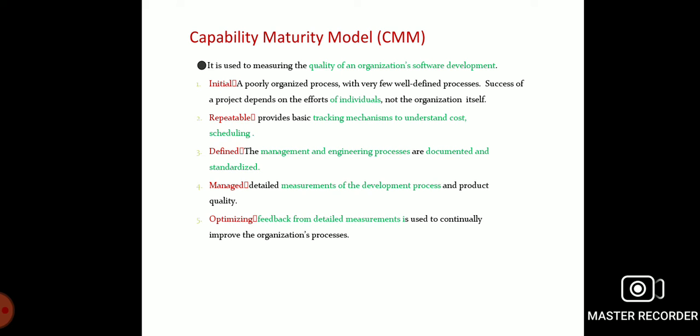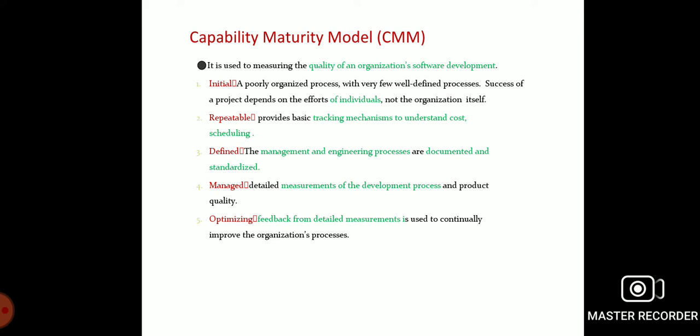Next one is the capability maturity model. It is used for measuring the quality of an organization's software development. The first level is initial: a poorly organized process with very few well defined processes. Success of a project depends on the efforts of individuals, not the organization. That is initial.